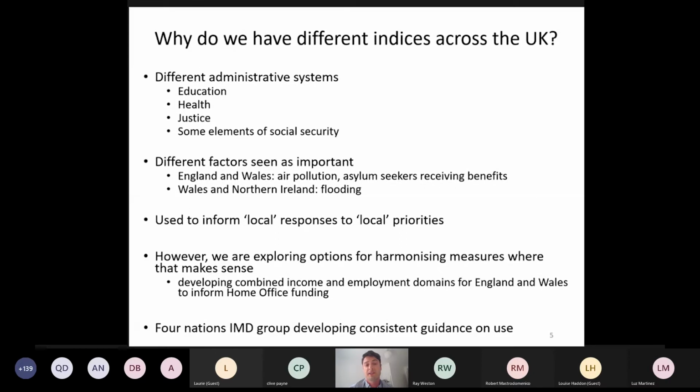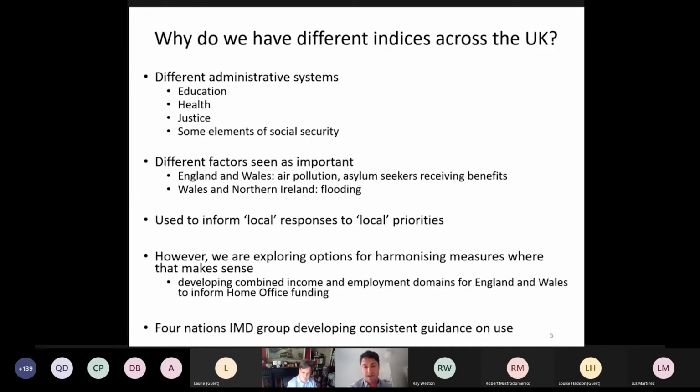Different factors are also seen as important. So bullet point 3 here we see used to inform local responses to local priorities. Local also means national. So in Wales and Northern Ireland, for instance, flooding is seen as quite a challenge and something that is linked to deprivation across areas, but factors measuring that aren't included in England and Scotland.